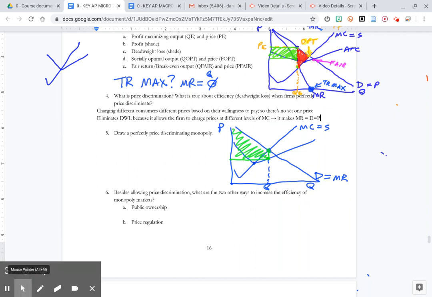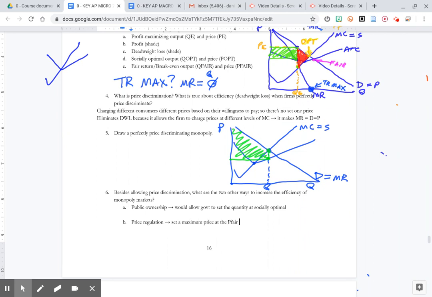Now, besides allowing price discrimination, two other ways to increase efficiency is public ownership, which would basically allow government to set the quantity at socially optimal. Okay, and the other is to use price regulation, like set a maximum price at the P fair or at P opt is the other way to do it. So hopefully this helps you. I'll see you next time.